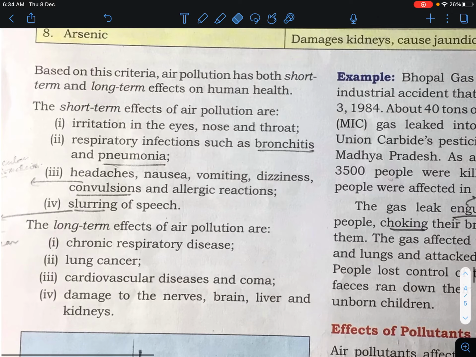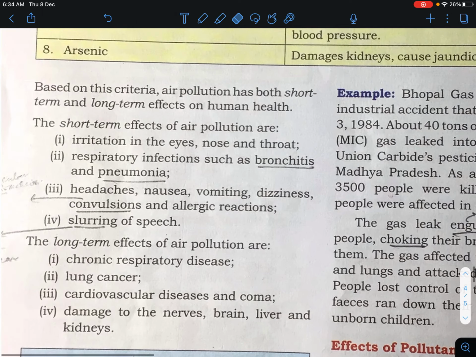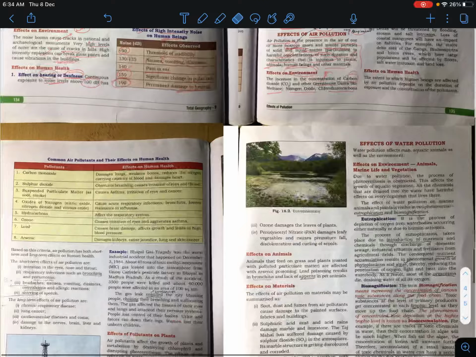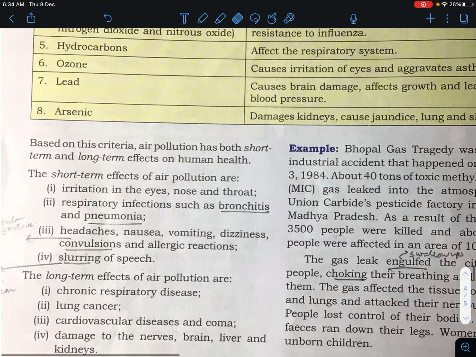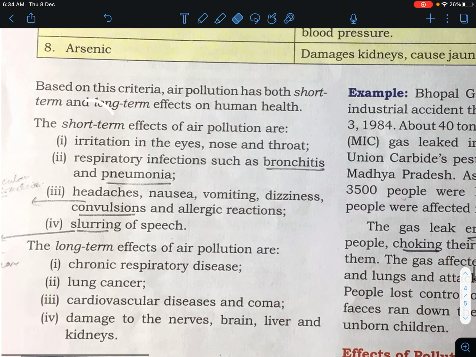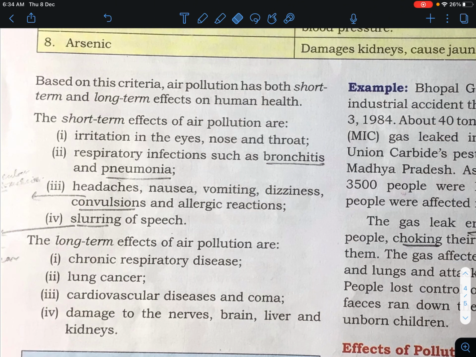Based on the criteria, air pollution has both short term and long term effects on human beings. The short term effects are irritation to the eyes, nose and throat, respiratory infections such as bronchitis and pneumonia, headache, nausea, vomiting, dizziness and convulsions, which means muscular contractions, and allergic reactions. And the last one is slurring of speech. Slurring of speech means we are not able to speak clearly, the speech is unclear.